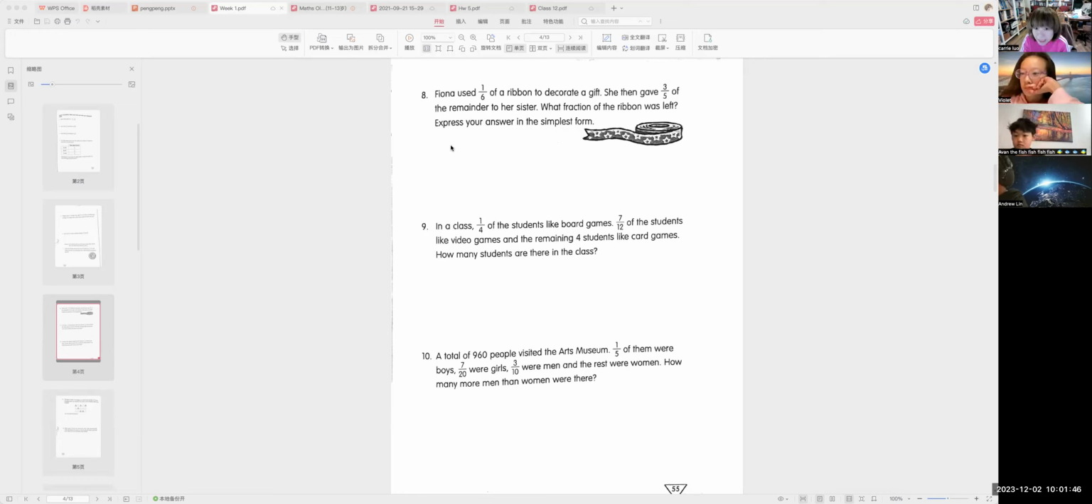Fiona uses 1/6 of the ribbon to decorate a gift. So 1/6 has been used. So 5/6 has been left. And then she gave 3/5 of the remainder to his sister. So times 3/5.